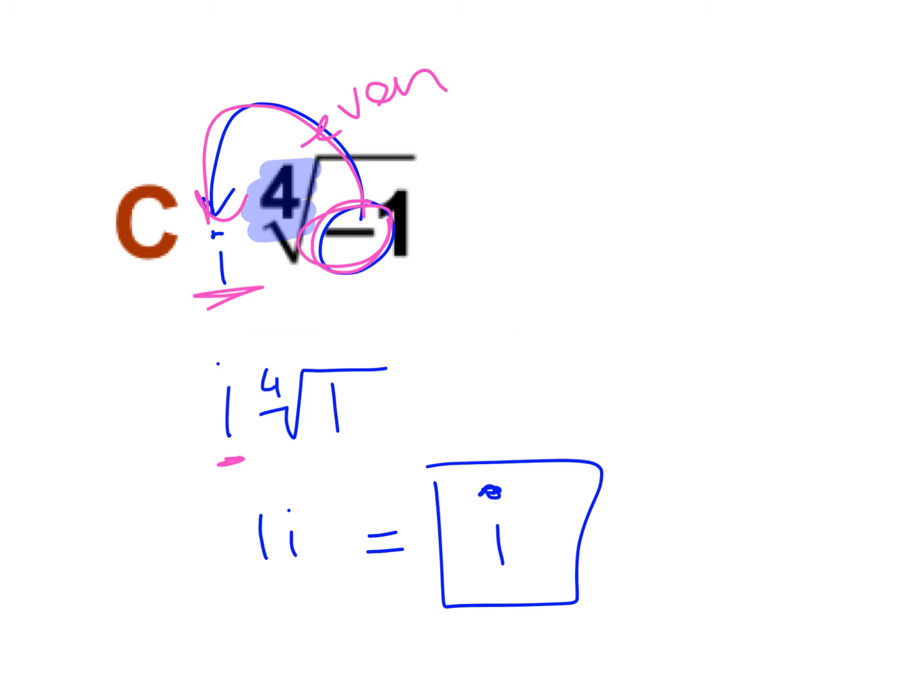We said 1 to any exponent is just 1. So the fourth root of 1 is just 1. So that gives us 1i. And that's like saying 1x. You don't have to put the 1 in front of the i, so then it's just i. If you did leave the 1 in front of the i, totally fine. You wouldn't get points taken off. But if you saw it on like a standardized test, it would just be i. Or if it was multiple choice, it would just be i. The 1 wouldn't be there.